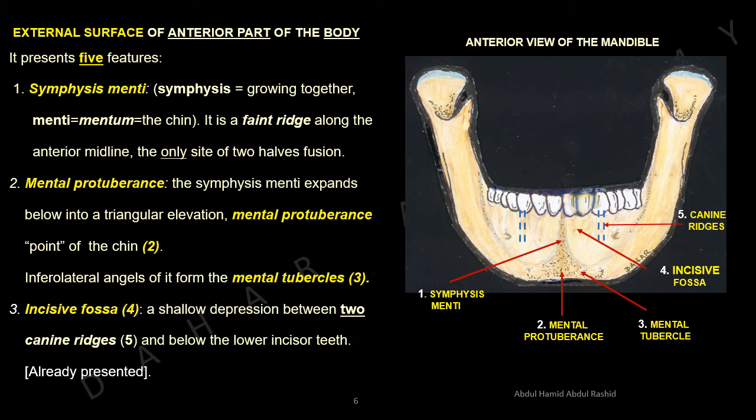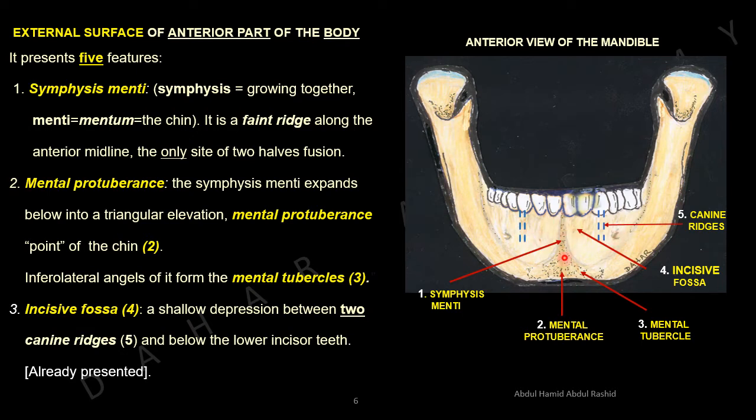External surface of the anterior part of the body. Look at the diagram. We are looking at the mandible from in front. This is the external surface of the anterior part of the body. It presents 5 features. Number 1, symphysis menti. What is the meaning of symphysis menti? Symphysis means growing together. Menti comes from the word mentum, the chin. Symphysis menti is a faint ridge along the anterior midline, the site where the 2 halves of the mandible fuse.